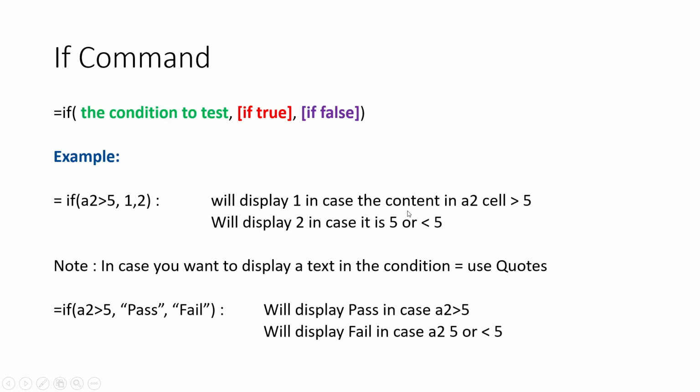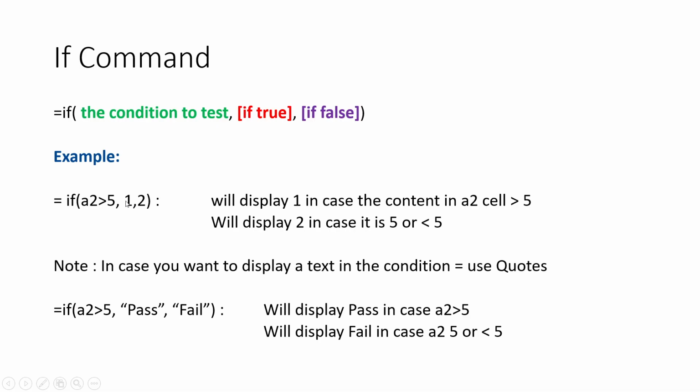For example, we want to compare a number in the cell A2 and check whether the number is greater than 5. In case the number is greater than 5, we need the computer to show a value of 1. In case the number is not greater than 5, we need the value 2. So the command will be equals IF A2 is greater than 5. A2 is the cell reference in the Excel sheet. If A2 is greater than 5, this is my condition. Then, in case it is true, it will return a value 1.